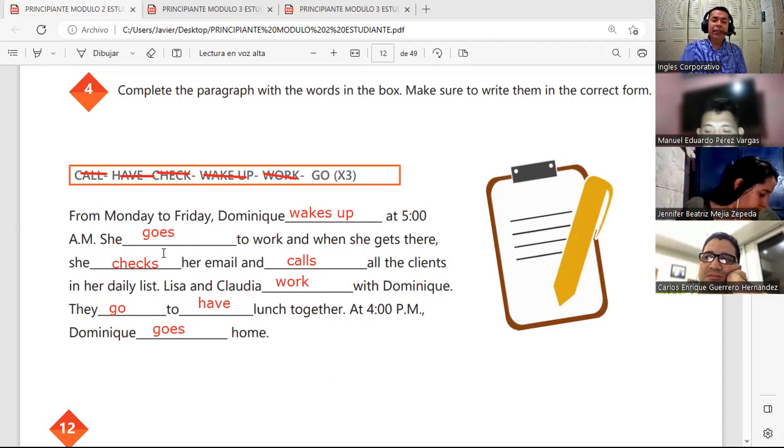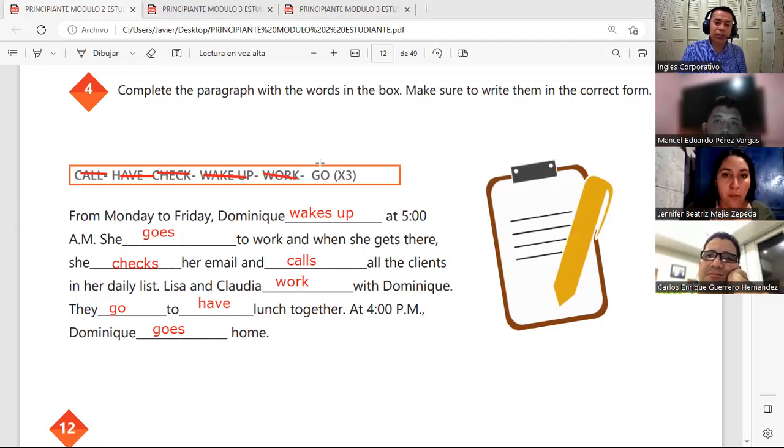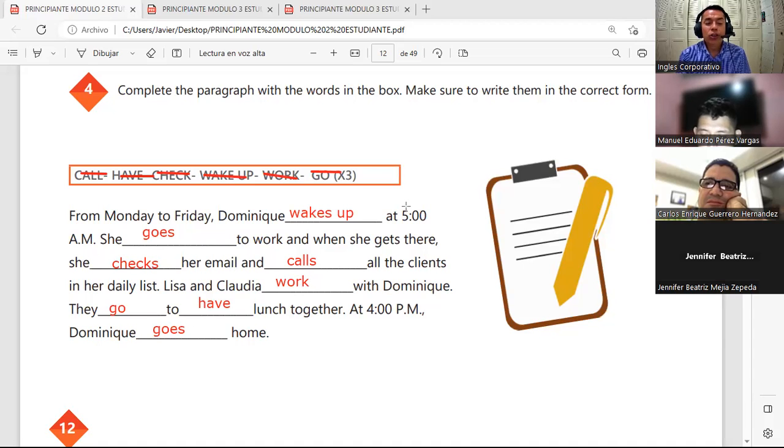Now, listen. From Monday to Friday, Dominique wakes up at 5 a.m. and she goes to work. She goes to work and she gets there. And when she gets there, she checks her email and calls all the clients in her daily list. Lisa and Claudia work with Dominique. They go to have lunch together. At 4 p.m., Dominique goes home. Right? Any question, class?